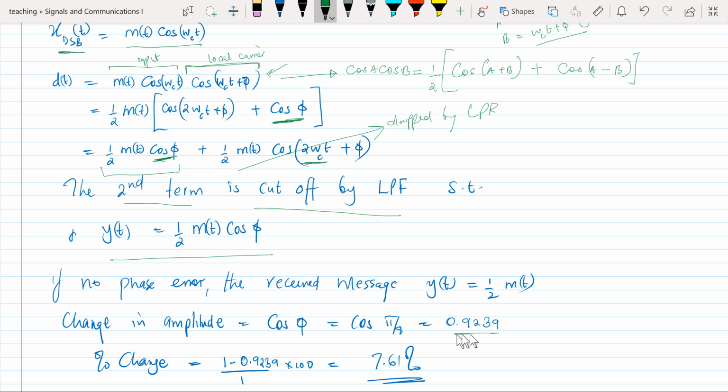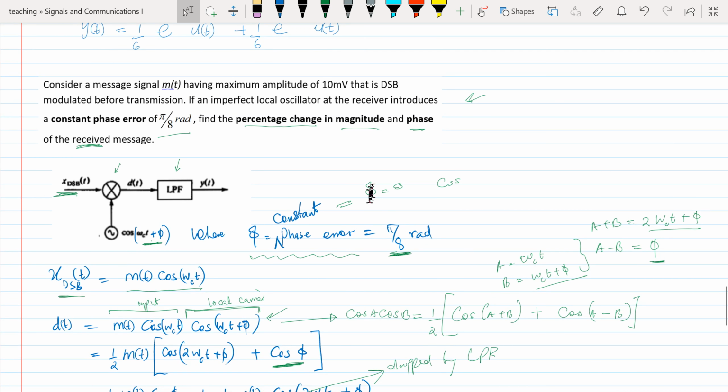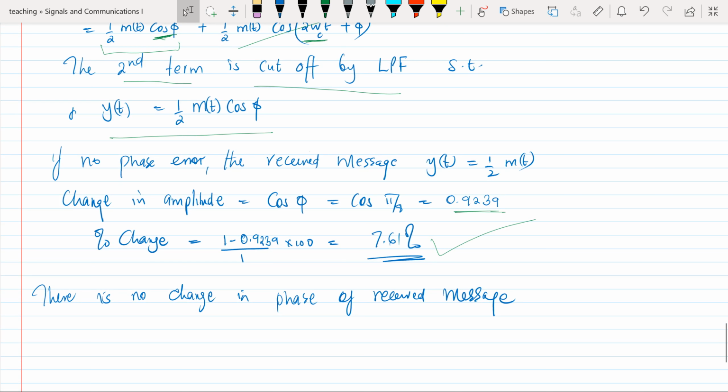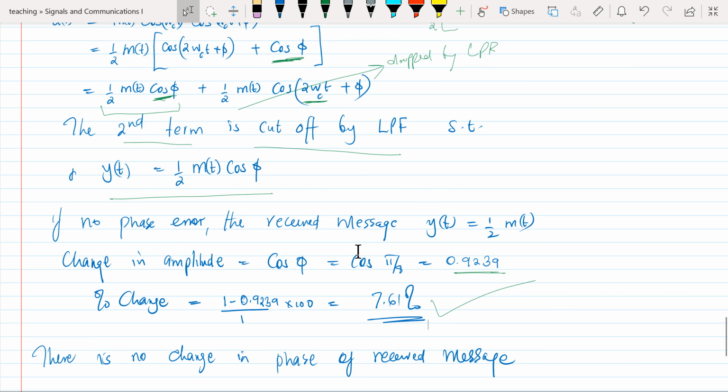The other question is asking what is the percentage change in phase of the received message. What we can see is there is no effect on the phase, because the phase is not affected by the constant phase error. What is affected is the magnitude, because clearly this is not a function of time, and therefore it will not affect our message signal. So we simply say there is no change in phase of the received message. That concludes our solution to that problem.